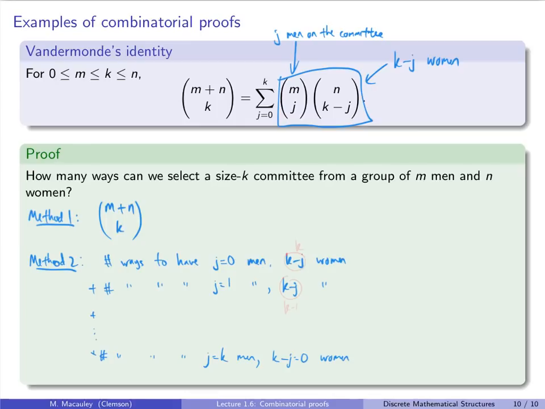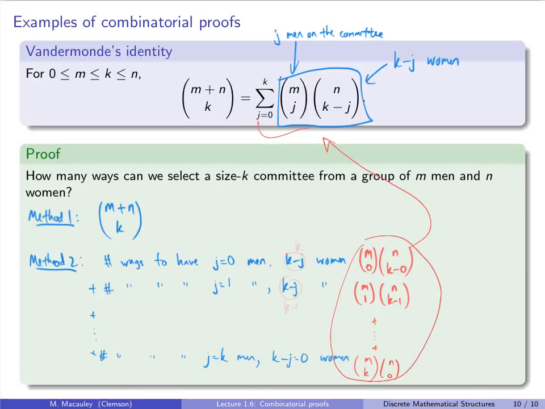Okay, so here there are m choose zero ways to pick the men. You're picking zero men from m, and then there are k minus j, so k minus zero, or k, women to pick from n. Here there is one man to pick from m, and there are k minus one women to pick from n. And we add this up all the way down to here where we have m choose k, because we have to pick k men from m total, and then of course we have zero women on the committee from n. So this, of course, is just equal to that sum up there. So there we have it.